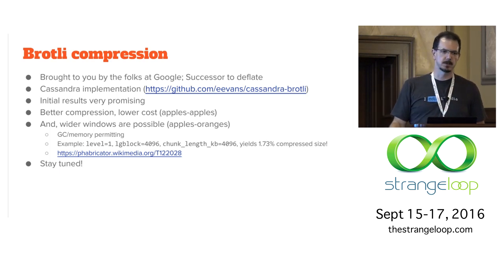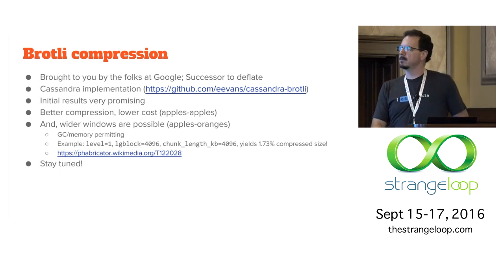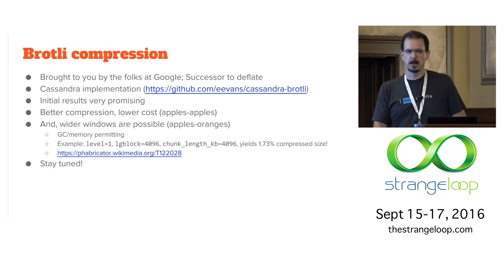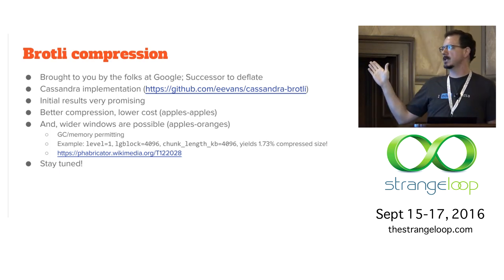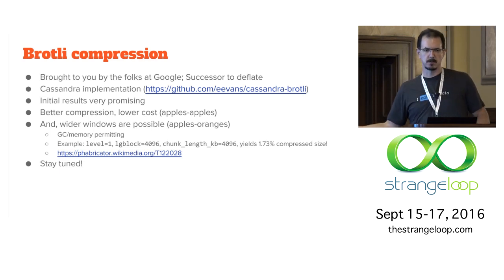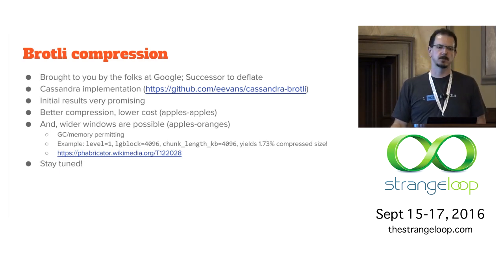Brotli is a really good compression algorithm all by itself. It's kind of made to be a better deflate than deflate. Apples to apples, it will produce smaller compressed sizes with lower computational cost. So it's pretty much a win no matter what, but it will also let you change that window size. And so with larger window sizes and even larger chunk lengths, we have a lot of potential to get some space savings here.